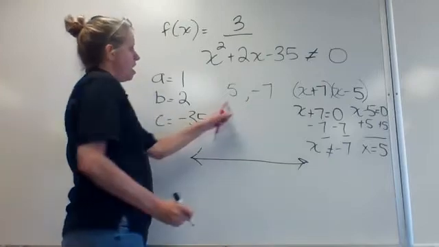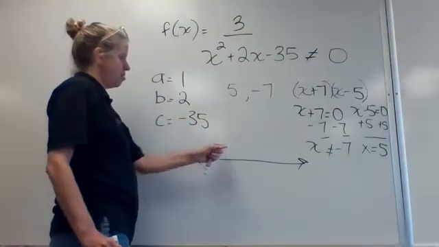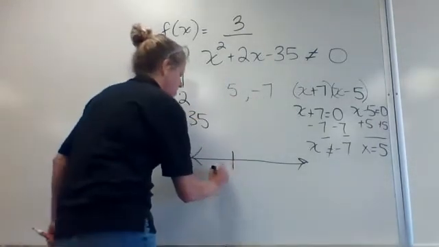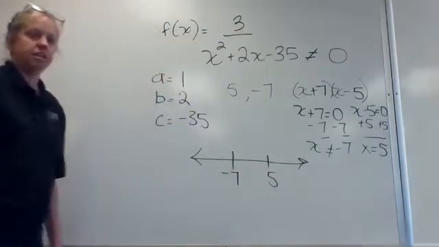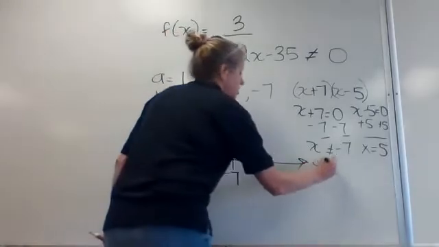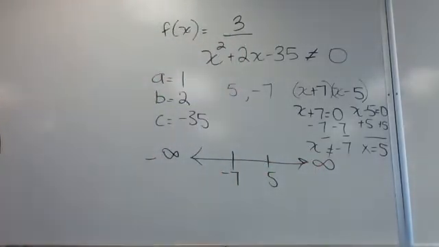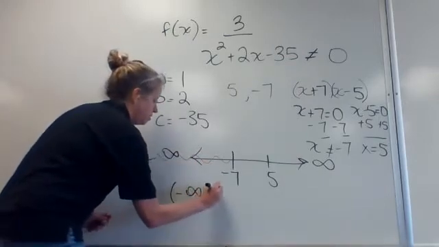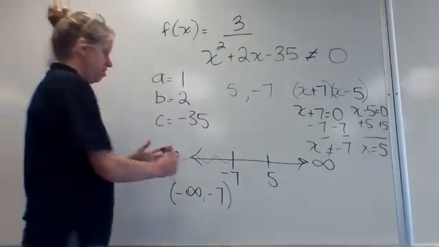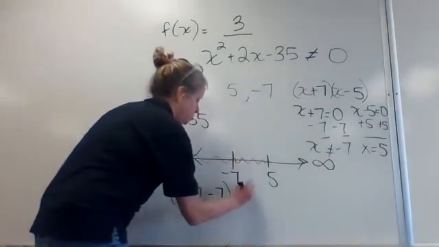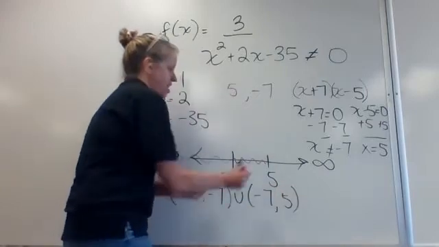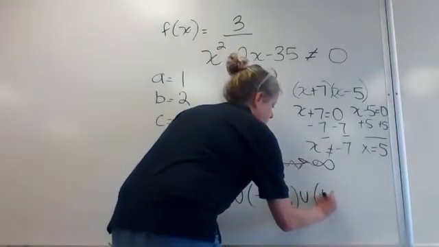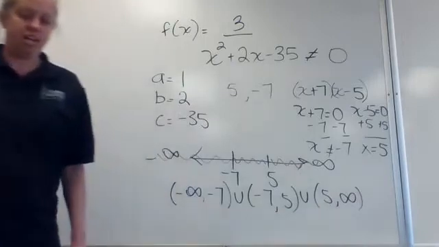So let's see. On my number line, who's going to come first? Negative 7 and 5. So this one's going to have 3 intervals, right? My first interval will be negative infinity to negative 7. My second interval will be in between the two numbers, so in union with negative 7 to 5. And then my last interval is the numbers above 5, so in union with 5 to infinity.